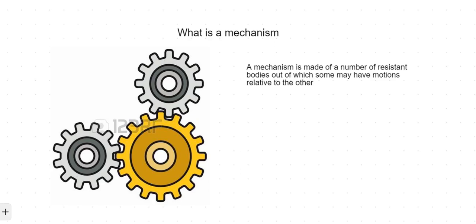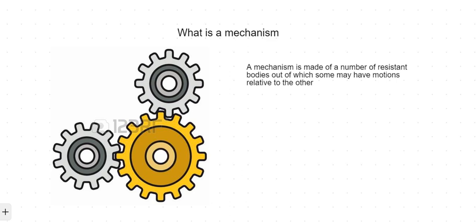A simple mechanism is a gear mechanism, in which you see a gearing system simply consists of two bodies. Both are resistant bodies, and because they have inertia, they rotate at different speeds due to their teeth and gearing arrangements, so they have relative motions to each other. So that is a simple mechanism.